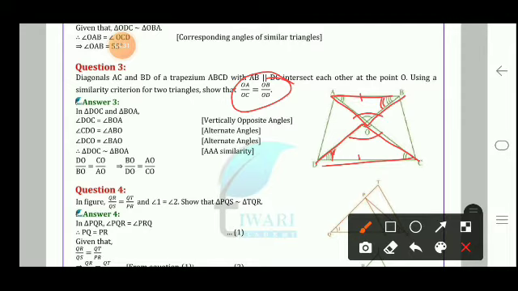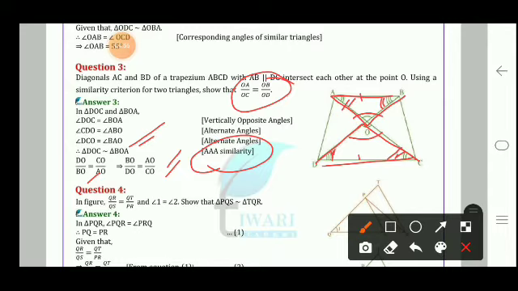Yes, alternate angles. In the same way, angle DCO is equal to angle OAB, alternate angles. So by angle similarity, both the triangles are similar. When both the triangles are similar, we have OD upon OB is equal to OC upon OA. So we can also write BO upon DO is equal to AO upon OC. This is because when both the triangles are similar, their corresponding sides are in proportion.